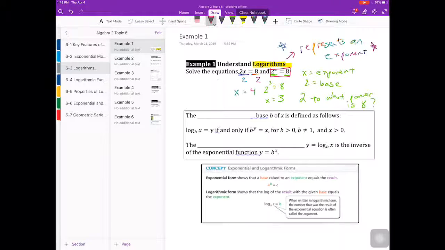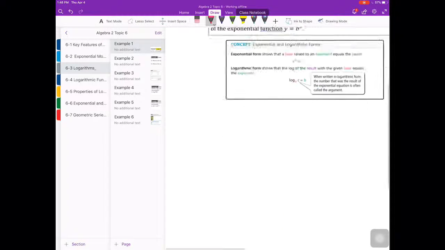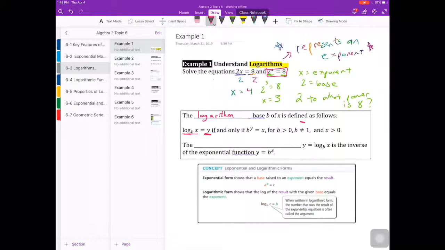So the logarithm of base b of x is defined as log base b of x equals y, if and only if b to the y equals x. So if we go back to this 2 to the x equals 8, we could rewrite that as log base 2 of 8 equals x. And again, this is something that you can type directly into your calculator.